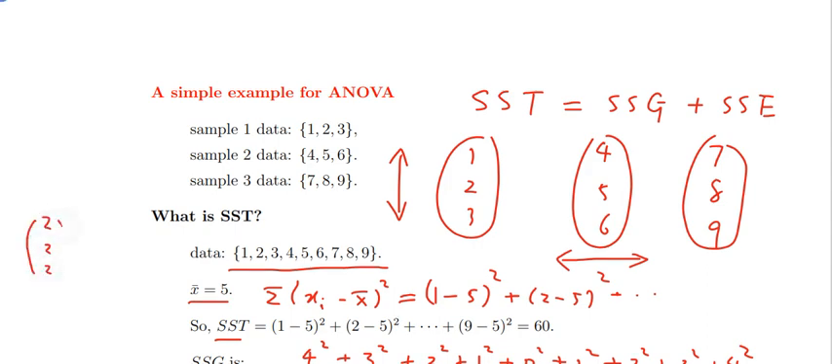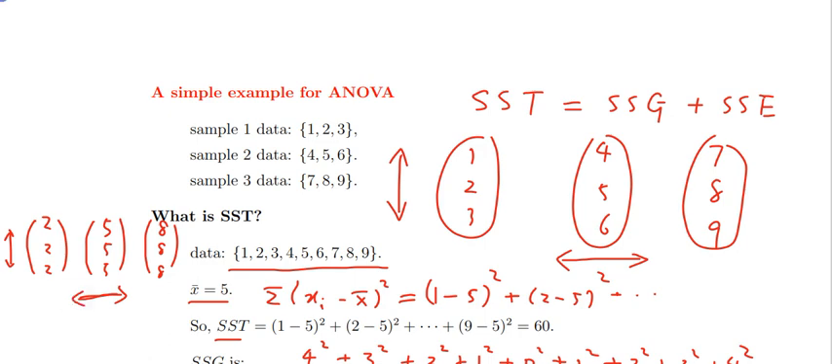So in this direction, no change, right? They're the same. And for 4, 5, 6, we just replace the data by 5, 5, 5. We replace the data by the group mean, just one number. Which number should it be? Usually the average, right? And for 7, 8, 9, we replace the data by 8, 8, 8. So for those data, in this direction there is no change. The only change comes from this direction.